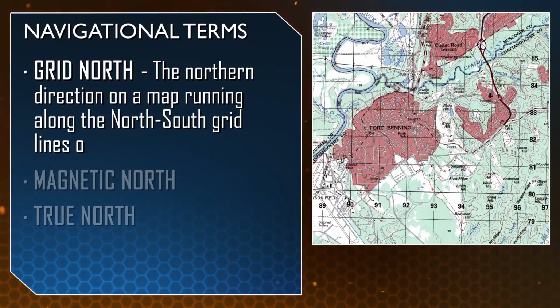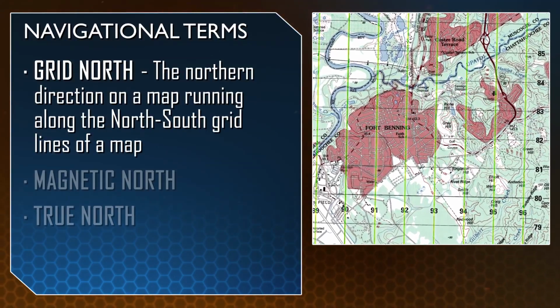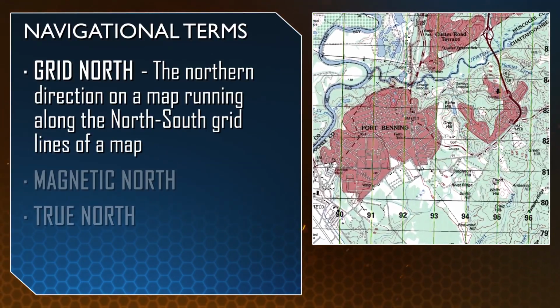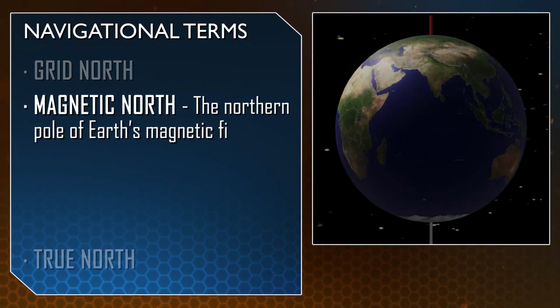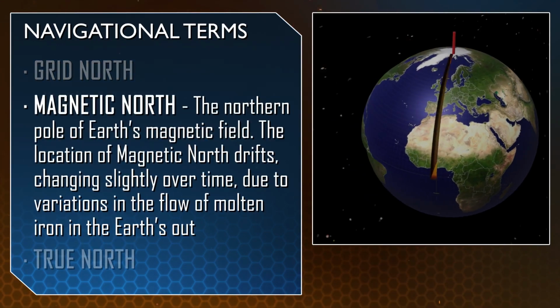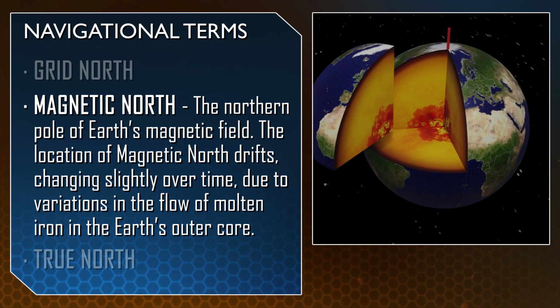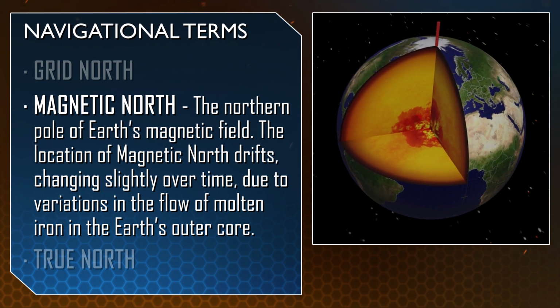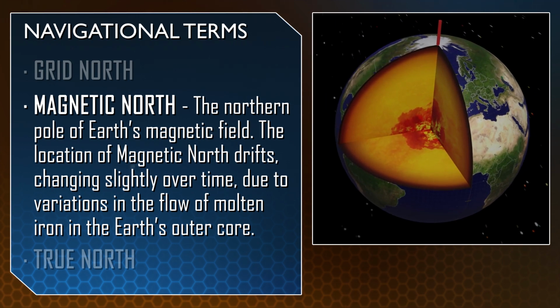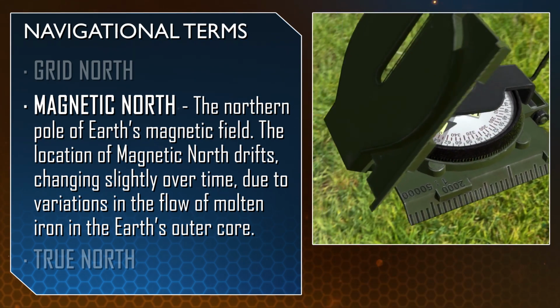Grid north refers to the northern direction on a map running along the north-south grid lines of a map. Magnetic north is the northern pole of the Earth's magnetic field. The location of magnetic north drifts, changing slightly over time due to variations in the flow of molten iron in the Earth's outer core. It is found using a compass.